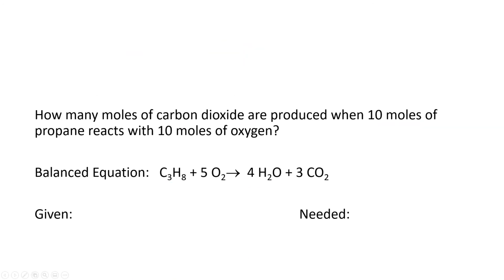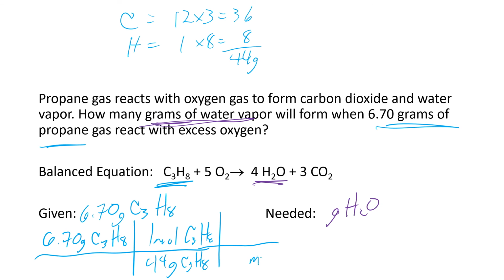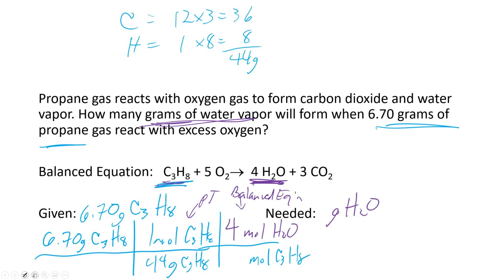So now we got to go out of moles of C3H8. And we got to get into where we're headed. And in this case, we're headed to water. So we need moles of water. And while this came from the periodic table, this is going to come from the balanced equation. So 4 moles of water for every 1 mole of propane, right? Because it's understood 1. So moles of propane are gone, grams of propane are gone.